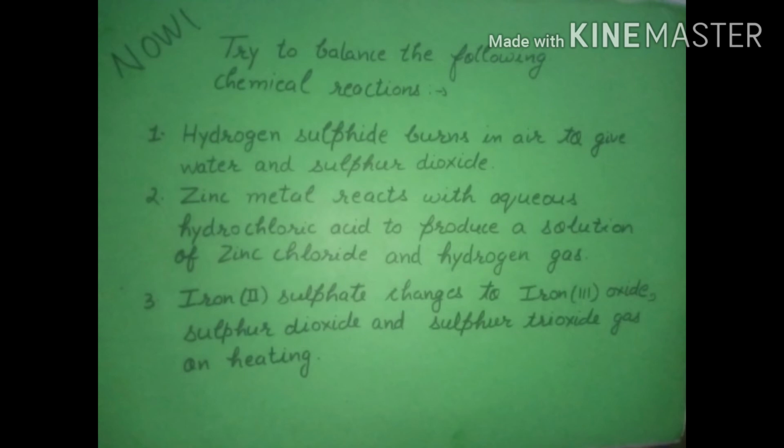Now try to balance the following chemical reactions. The first one: hydrogen sulfide burns in air to give water and sulfur dioxide. Second, zinc metal reacts with aqueous hydrochloric acid to produce a solution of zinc chloride and hydrogen gas. And iron sulfate changes to iron oxide, sulfur dioxide and sulfur trioxide gas on heating. Try to write these chemical reactions in the form of chemical equations with the state symbols and balance them.